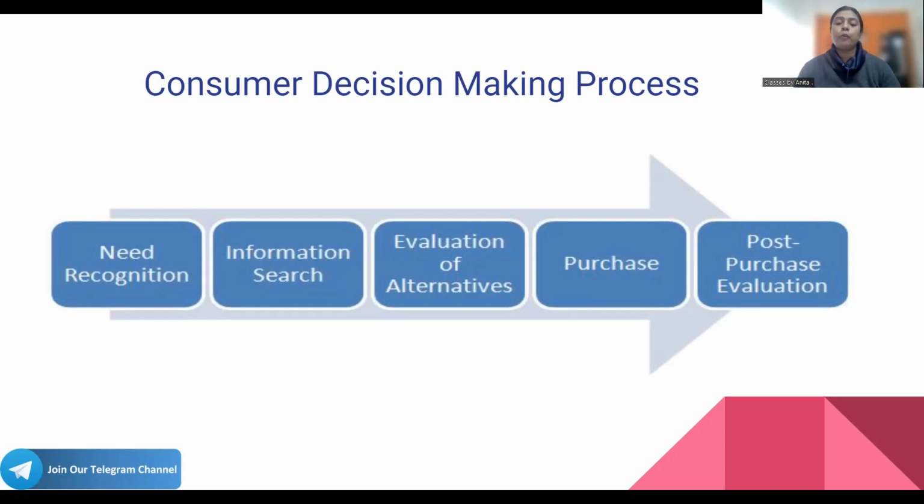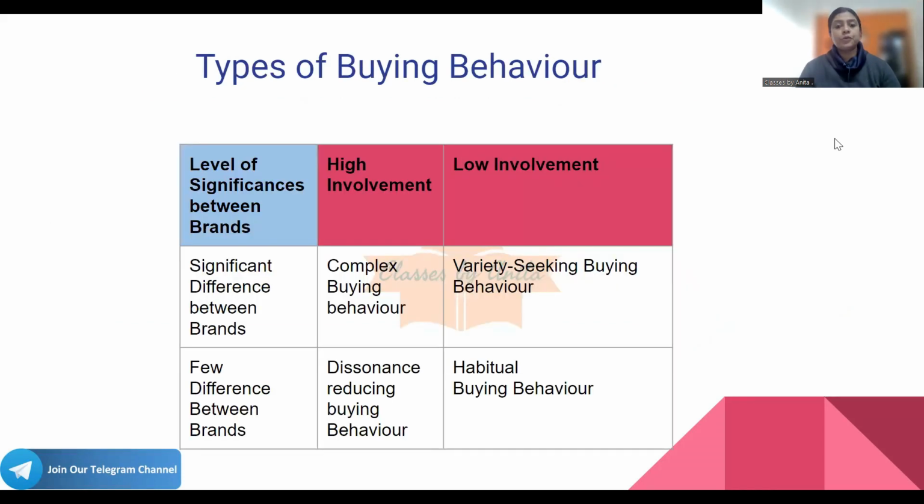After purchasing, the product plays an important role, because if you're positive about the product, then you are going to do positive word of mouth, and you may repeat the purchase. But if you're not satisfied with the product, then there will be a negative word of mouth. And next is types of buying behavior.